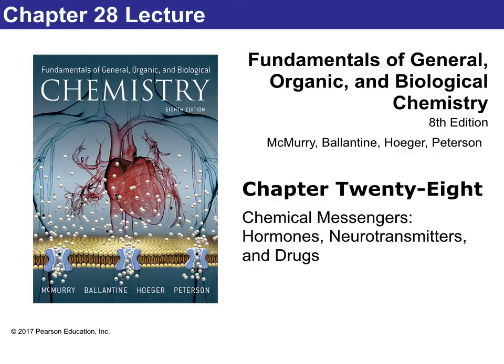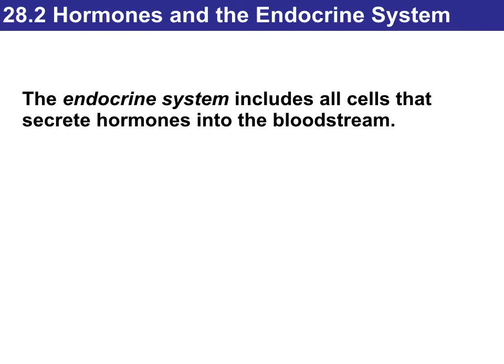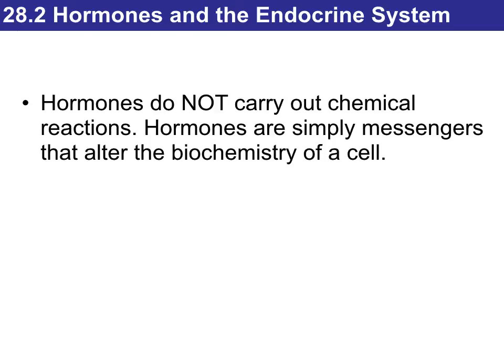Part 2 for chapter 28, and we're looking here at the endocrine system, which includes all the cells that secrete hormones into the bloodstream. Now remember, hormones do not carry out chemical reactions. They are just messengers that alter the biochemistry of a cell.